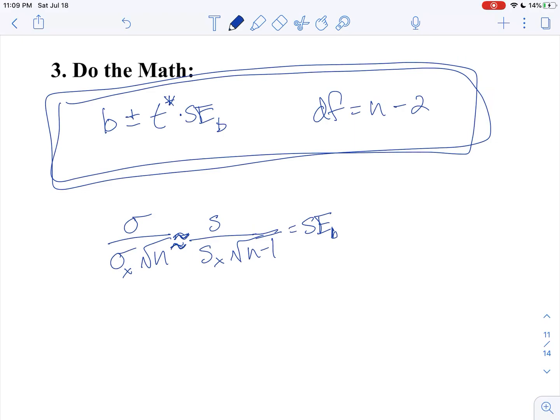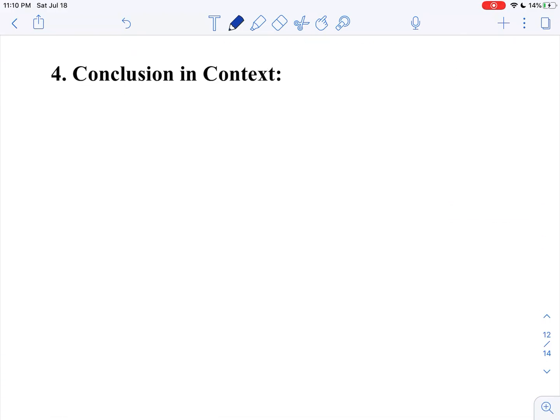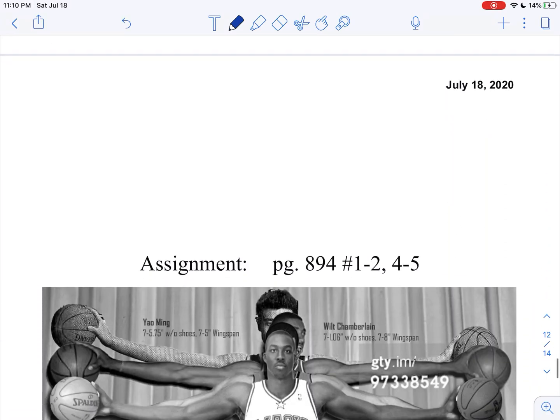And so then our step 4 is our conclusion and context. It's been a while since we talked about confidence intervals, so let me remind you. It starts with, based on this sample, I am whatever percent confident that the true slope of the population regression line is between blank and blank. And I would put it in context. So that's all the steps there are in constructing a confidence interval for the slope.